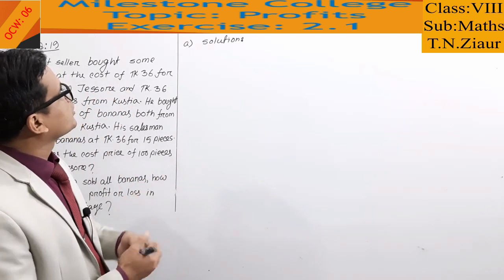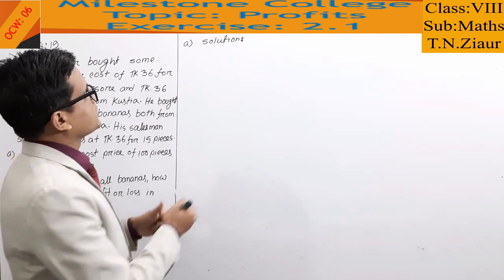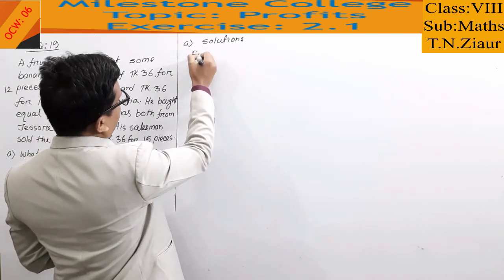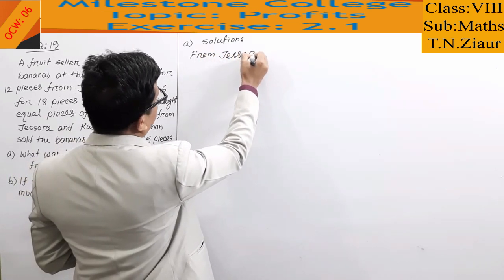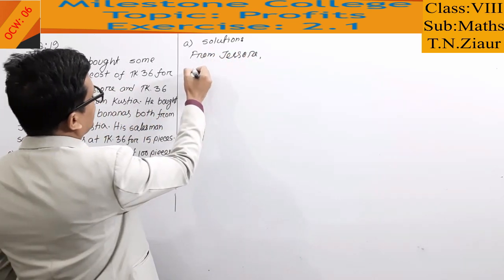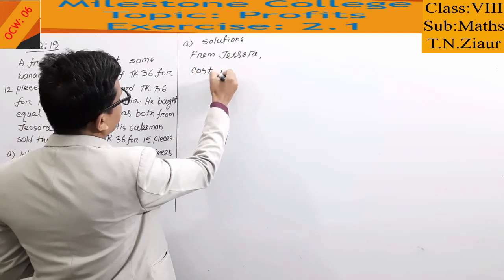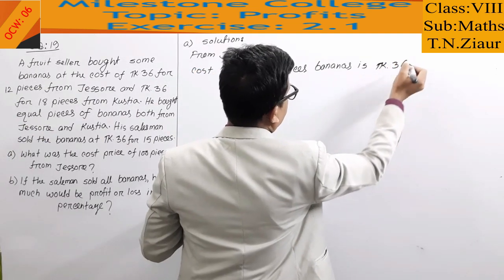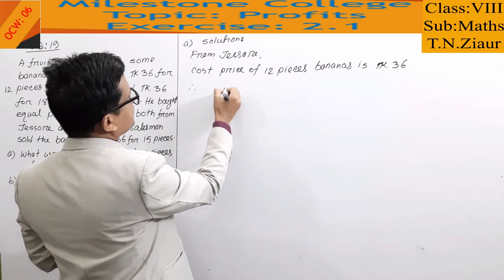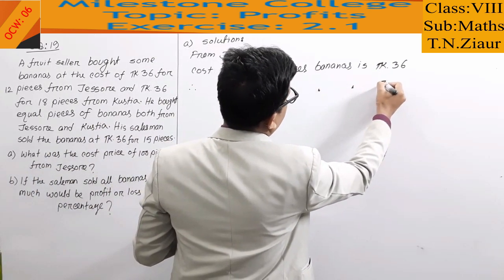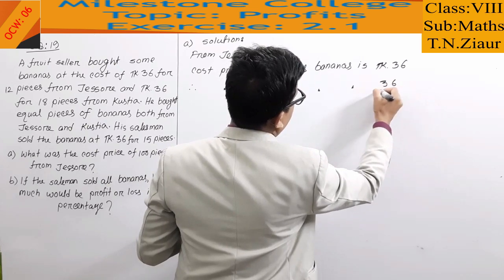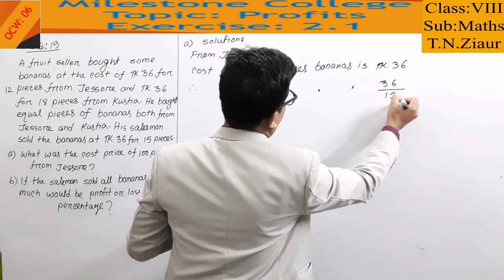It's very easy. So now we will solve the first question, a number. So now from Jessore first you will write, from Jessore the cost price 36. So the cost price of one piece will be 36 by 12.